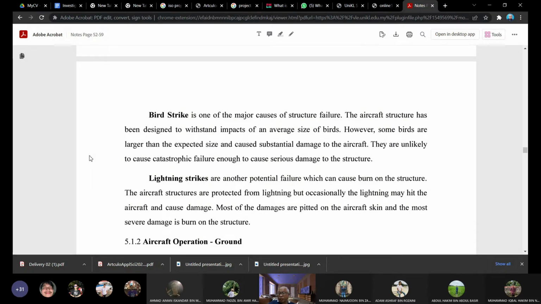Most lightning strike damage, at minimum, looks pitted, like pinholes, as if someone punched the skin with a pin. So those are pitted damage. You can also see discoloration on the skin. Discoloration means the skin has been exposed to heat, and the strength in the area is reduced because the tempering condition of the material in the area has changed.